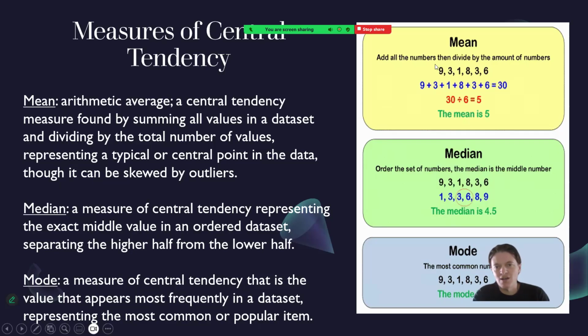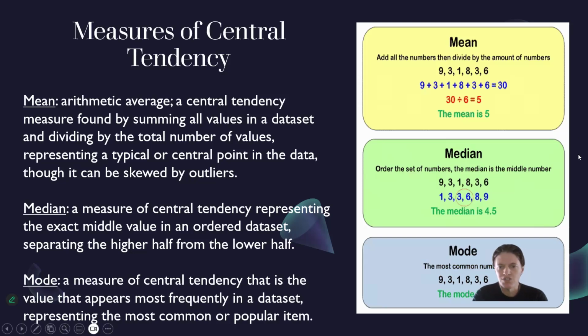So right here we have all these numbers added up equals 30, and then we divide it, and the mean is 6, or I'm sorry, 5, right? So we have all of these different numbers divided by 6, which is the number of numbers we have, equals 5. So it's a central tendency measure that is found by summing all the values in a data set and then dividing by the total number of values. It represents like a typical or central point in the data, though it can be very easily skewed by outliers.